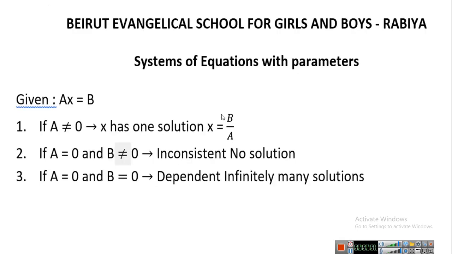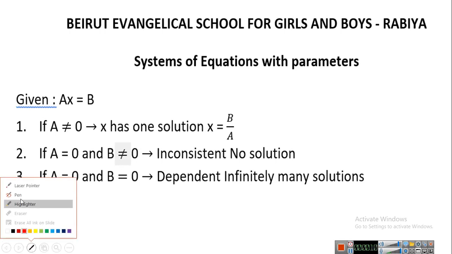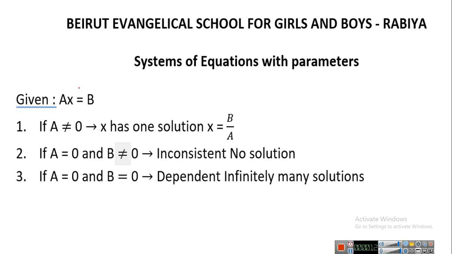Hi students, now we're going to study systems of equations with parameters. So we're going to discuss the solution depending on the parameters. Parameters can take any real numbers from minus infinity to infinity. Suppose you're solving and you get ax equal to b. Suppose a is not 0, so 5x, for example, equal to 7. So directly you can say x is 7 over 5, so you have one solution.